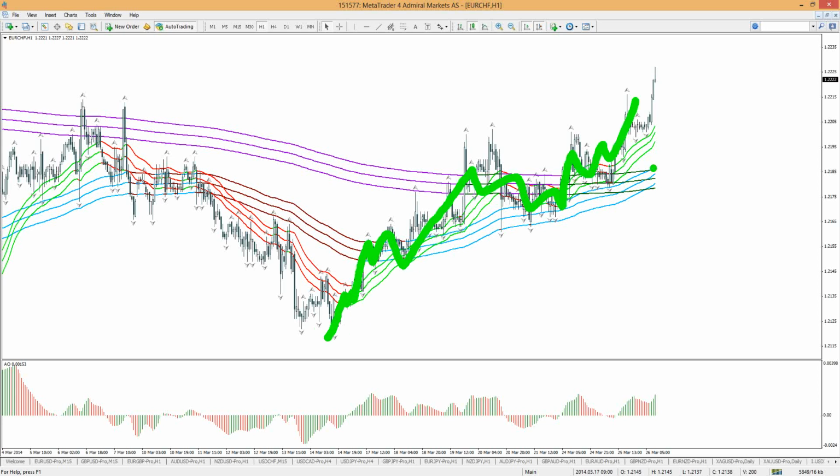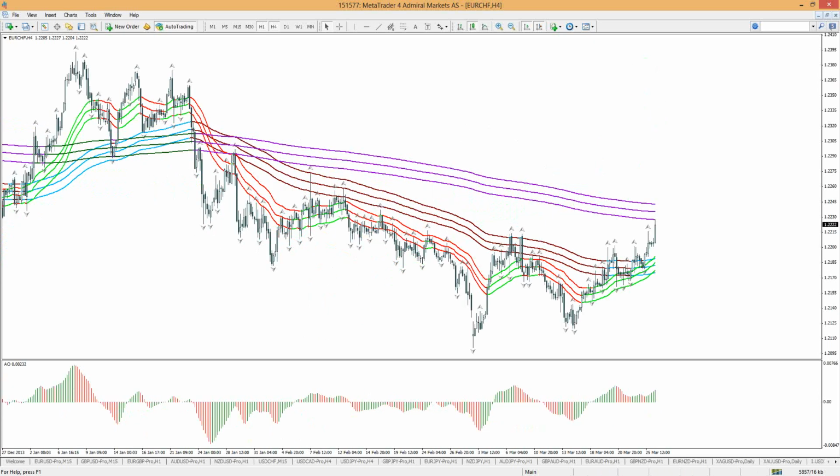Now on the hourly chart, we are already in an uptrend mode, absolutely. But what is uptrend mode on the hourly is still on the 4-hour chart a reversal trade. Isn't that wonderful how it all kind of fits in together?